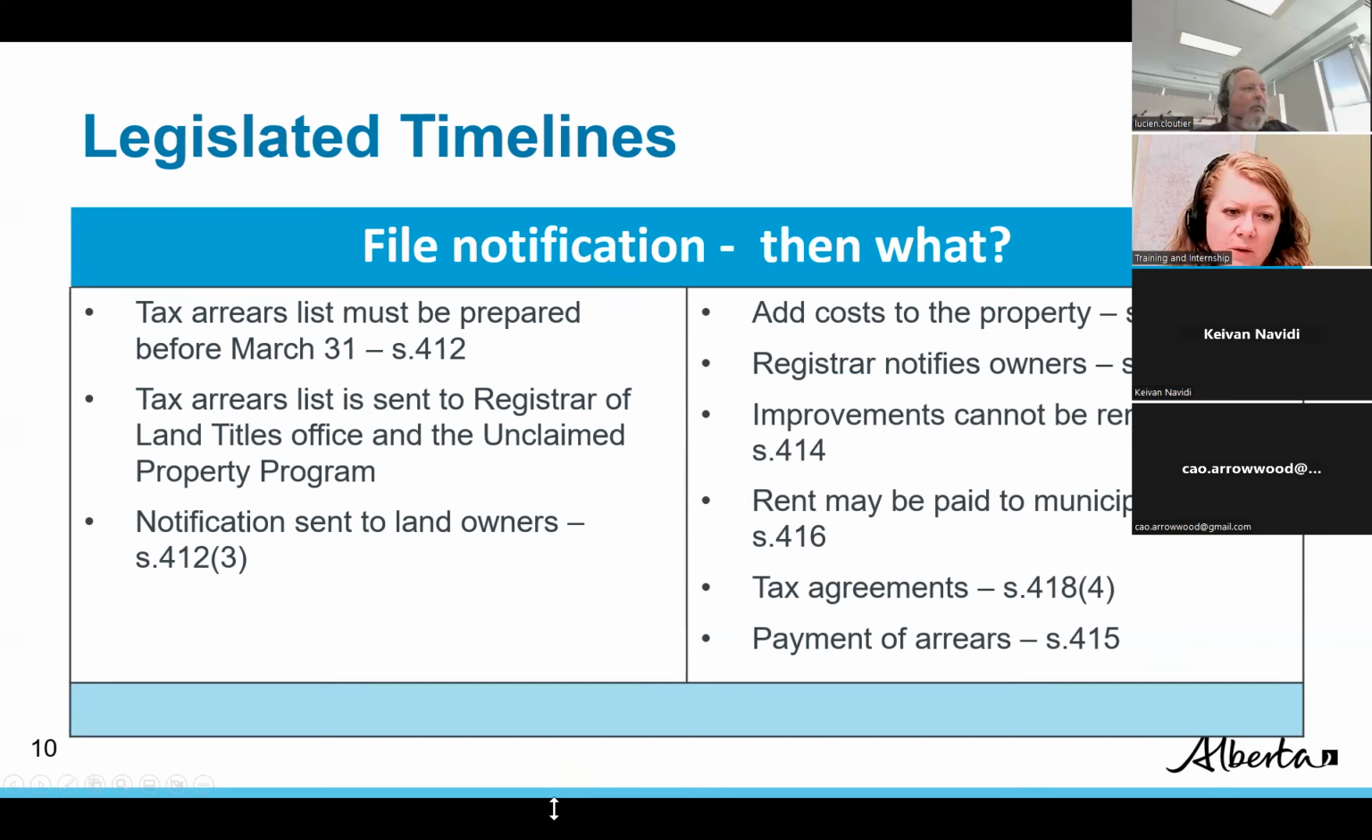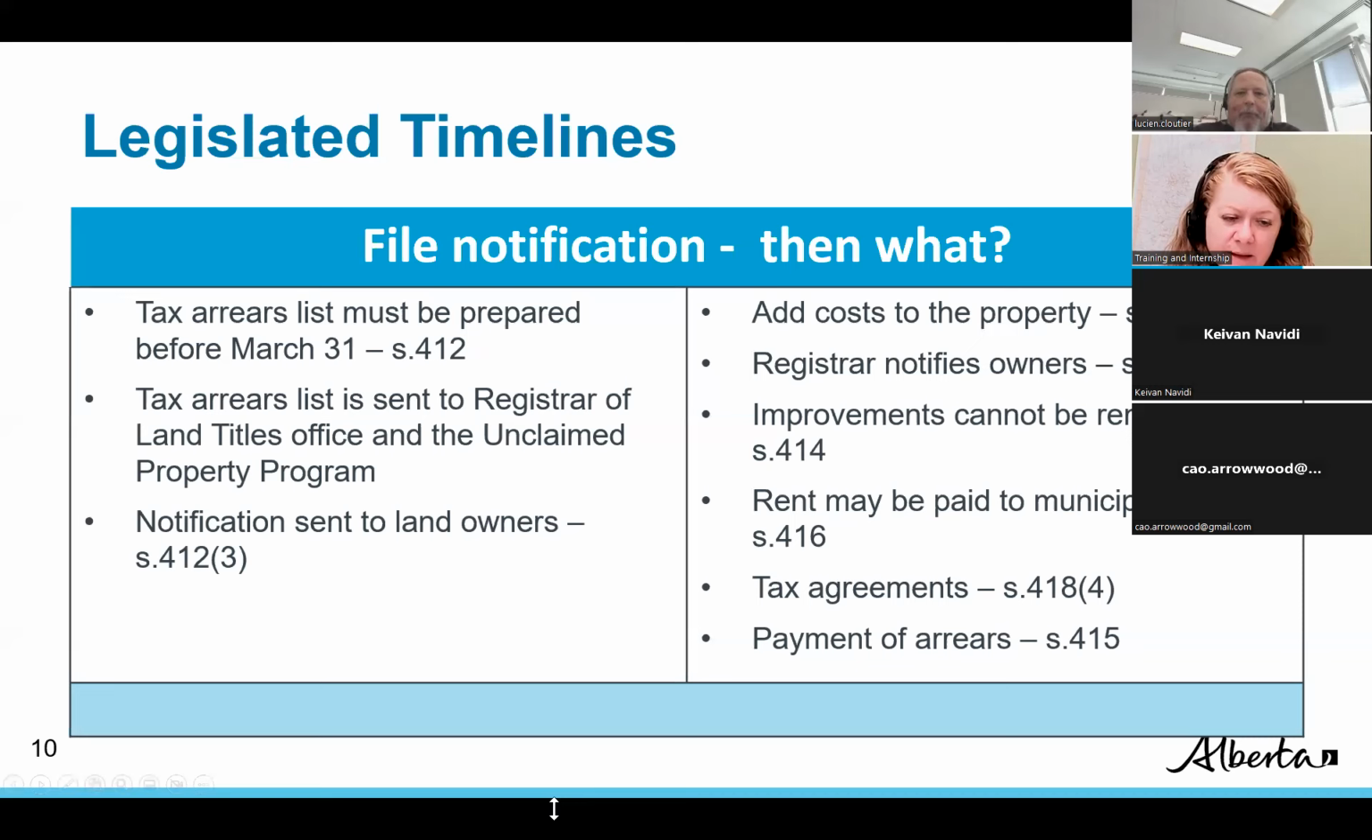An important thing to note is that the arrears list needs to be postmarked prior to April 1st when it is received by the Land Titles Office. If it is sent late, then the notifications will not be placed on the properties in time, and it's going to set the municipality back an entire year in the whole process. Again, anyone who comes in to pay at least 1 year of arrears on or before March 31st no longer qualifies to be on the list. But as soon as that notification is registered, then all arrears need to be paid to have the notification removed.